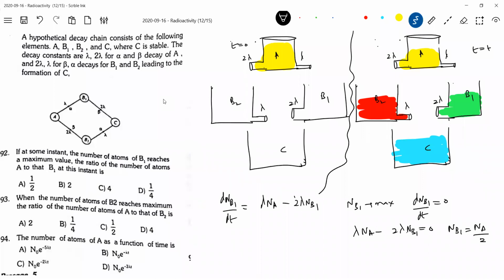Therefore the question asks, no? If at some instant the number of atoms of B1 reaches the maximum value, the ratio of the number of atoms of A to that of B1 at that instant. So shall we put the required answer? In turn, what is Na? I think we should have clarity. What is Na? I'll write it in the diagram.